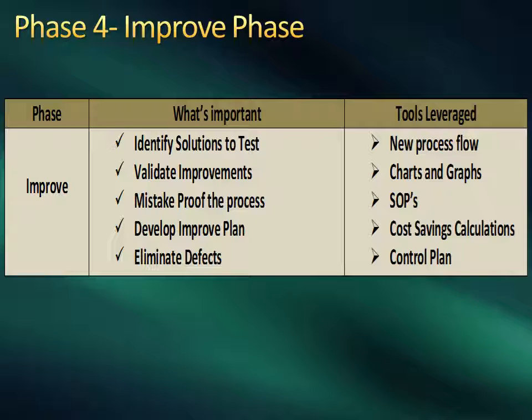So looking at the tools to be leveraged as part of this phase, obviously you're going to have a new process flow, you're going to have charts and graphs, you're going to have SOPs, standard operating procedures, right? If you have a new process, you're going to need new procedures generally. Cost savings calculations. This is really your return on investment. What it cost you before, and now where are the improvements? What's that return on investment? And then lastly is the control plan.